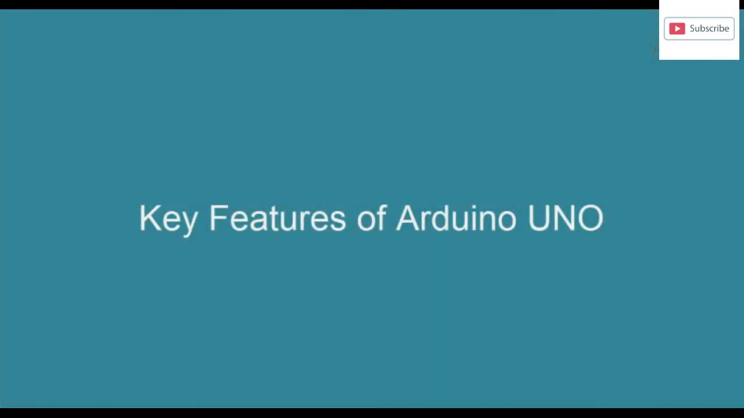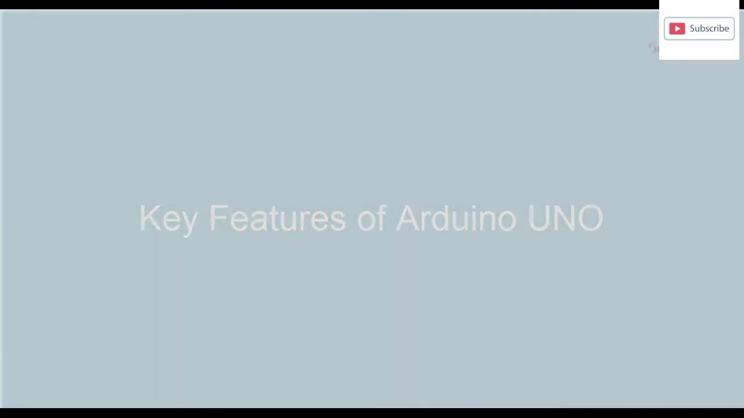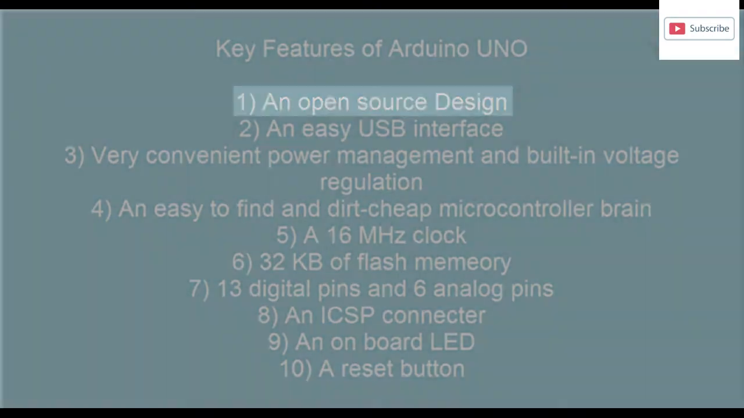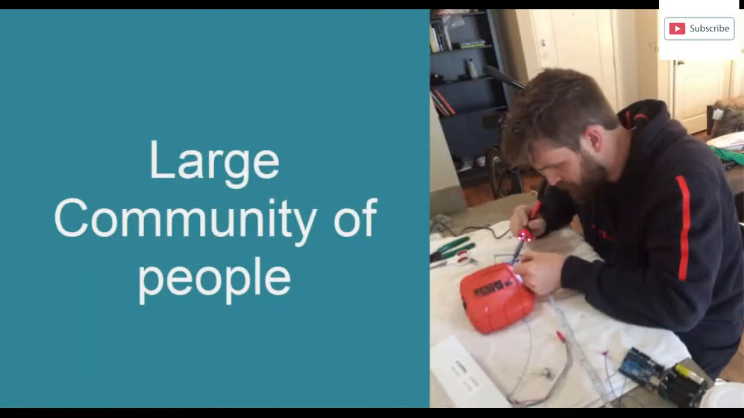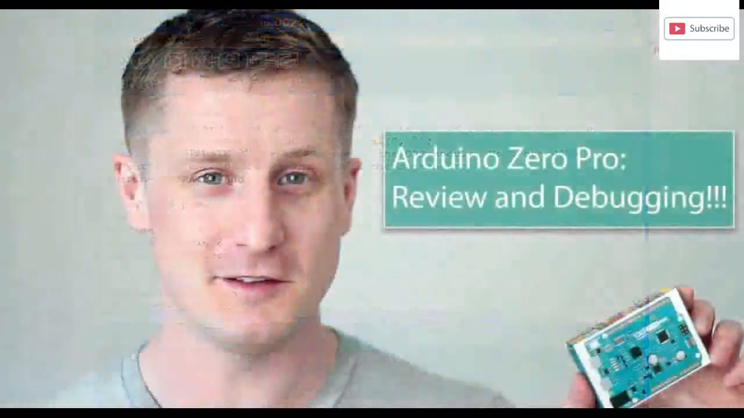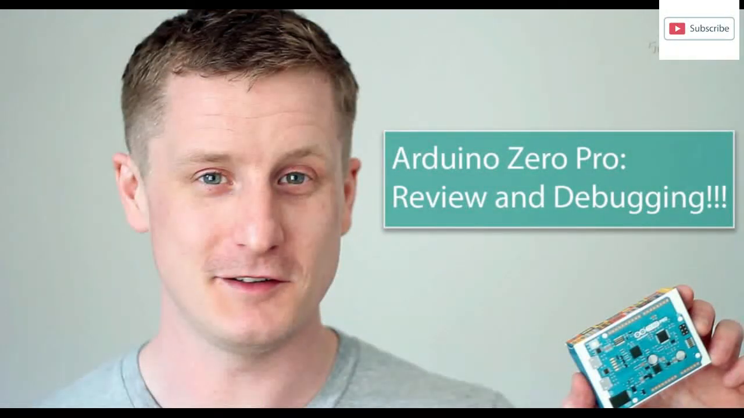Some of the key features of the Arduino UNO: an open source design. The advantage of it being open source is that it has a large community of people using and troubleshooting it. This makes it easy to find someone to help you debug your projects.